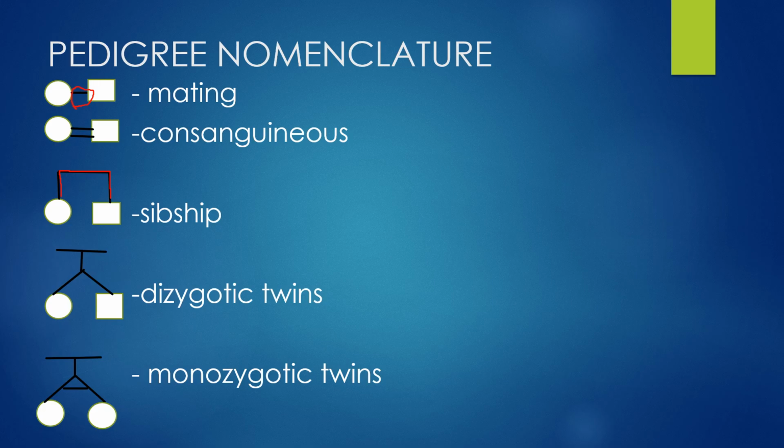Alrighty. The next thing is dizygotic twins and monozygotic twins. They look very similar, but I want you to pay attention to the difference. The dizygotic twins has no horizontal line here, but for monozygotic twins you clearly see this is the clear-cut difference. So pay attention, look very carefully at your pedigree so you'll be able to differentiate whether they are monozygotic or dizygotic twins.